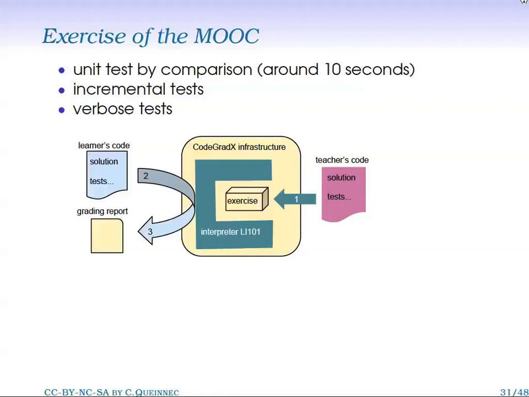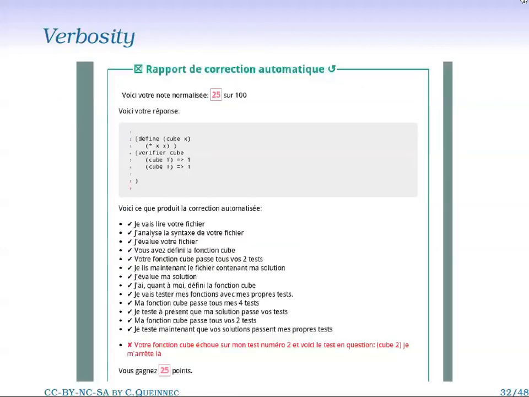So, how does it work really? The learner's code is a solution and some unit tests, and we want to produce the grading report. We compare the solution of a learner with the solution of a teacher. The solution of a teacher is taken into a framework that runs it, confines it, and so on, and compares it with the learner's code. At the end, it produces a grading report that the student can read.